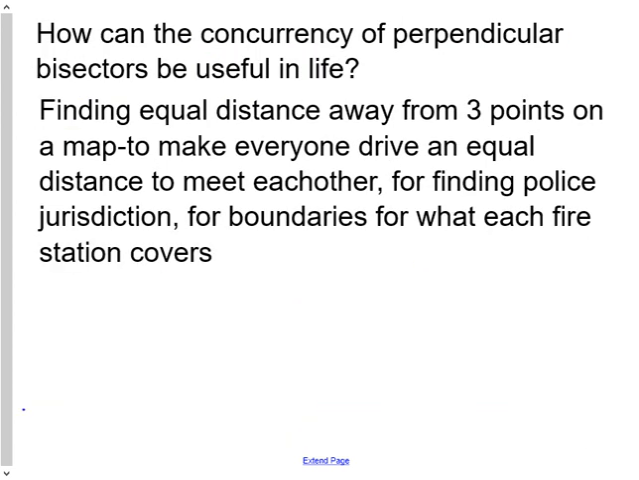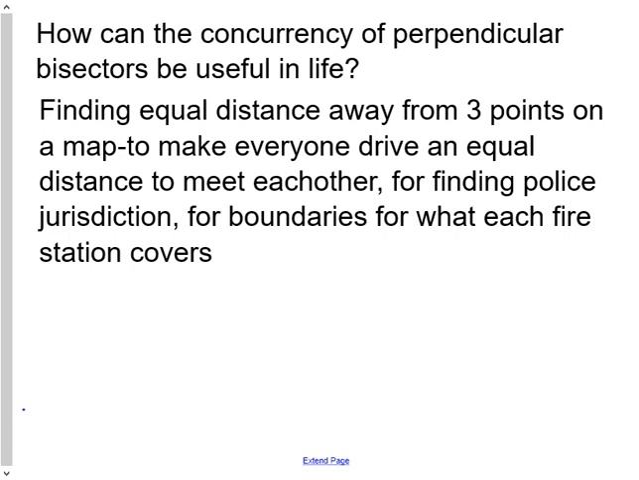And now again, what are some uses of the circumcenter? Right here, finding an equal distance away from three points on a map, right? You could do that to make three people drive an equal distance to meet each other. And again, it would make more sense if you were much further away. If you're all 300, 400 miles away or so, to find a middle point, not just like meeting in Rochester necessarily, but that's just a situation that would make more sense.